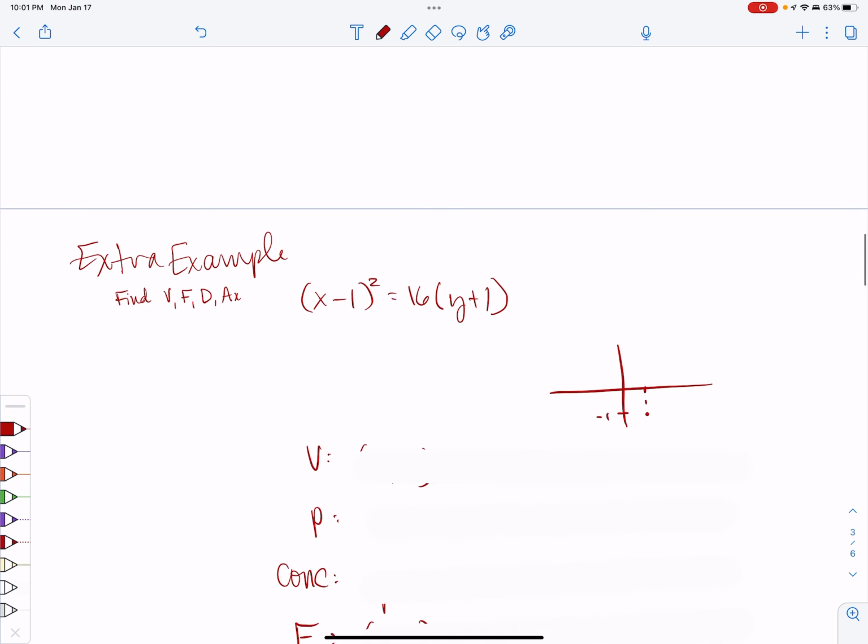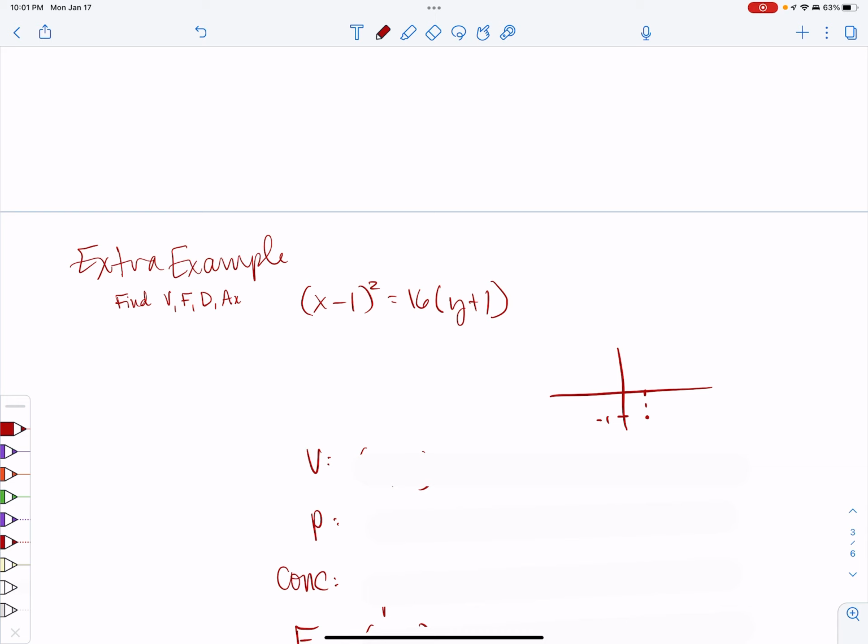All right, I have an extra example that I just threw in here. So this is probably not in your notes. You'll want to maybe just grab a piece of paper or use the back of your notes or something like that. But this one is not asking us to graph. It's asking us to find these 4 things: the vertex, the focus, the directrix, and the axis of symmetry. Here's the equation that we've been handed, already in standard form. All right, so our vertex is going to be (h, k).